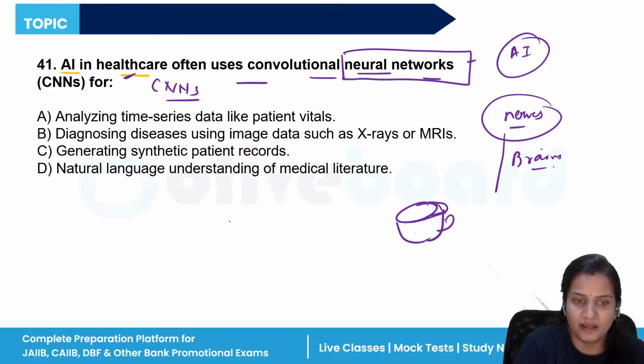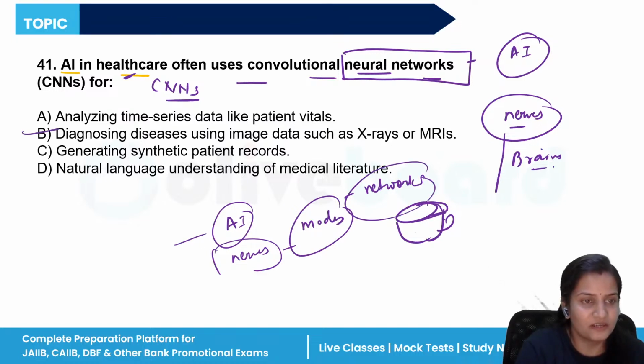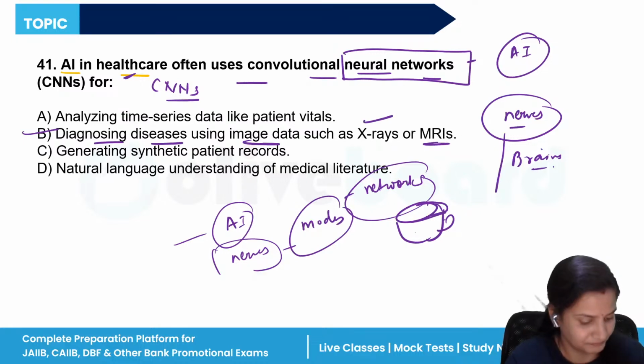Similarly, in AI also there are neural nerves. They connect with each other, they form different nodes, and these nodes together form the network, and in such a way they perform all the activities of artificial intelligence. So it is basically used for diagnosing disease using image data such as x-rays or MRIs. Clear?